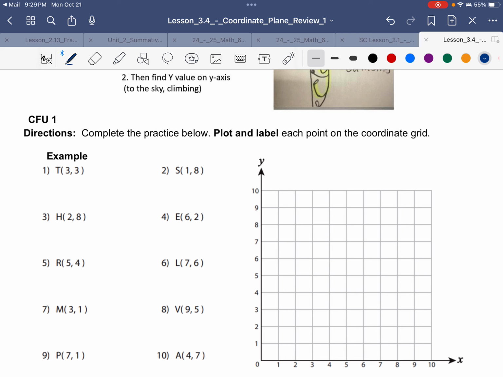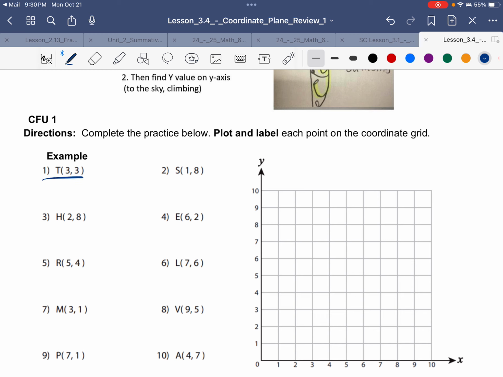So let's see if you won. Complete the practice below. It says plot and label each point on the coordinate grid. This is important for you to pay attention to because you need to know how to plot them, but you also need to know how to label them. On tests, they will ask you to label them. Okay, so for example, we'll start off with number 1 here.